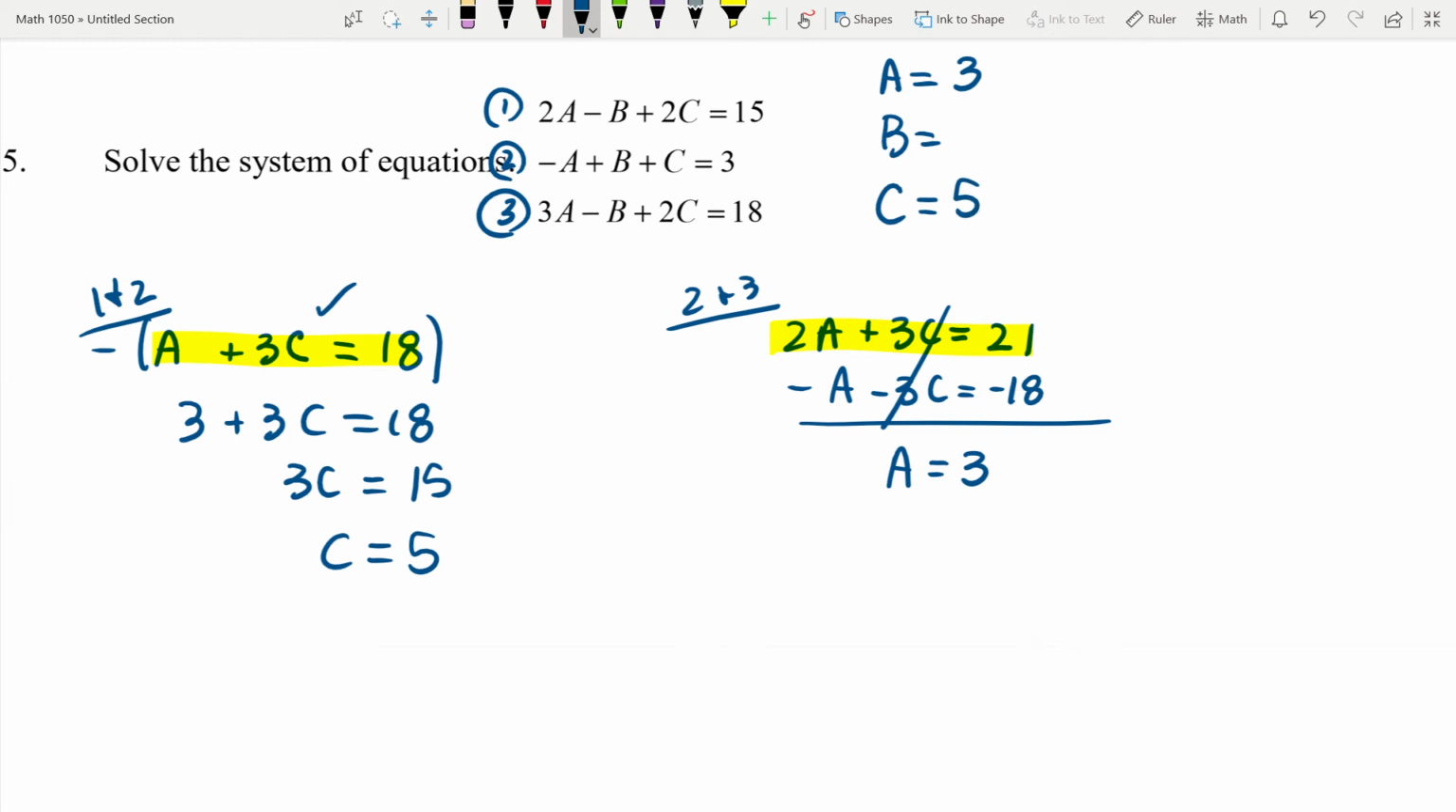To figure out what B is, I have to go to the very original. I'm going to choose the easiest. They're all going to give me the same answer. I'm going to choose 2. So negative A means negative 3 plus B plus C, which is 5, is equal to 3. So that gives me B plus 2 equals 3. Move my 2 over, B equals 1, and I've just solved that problem. Okay? Who says I understand?